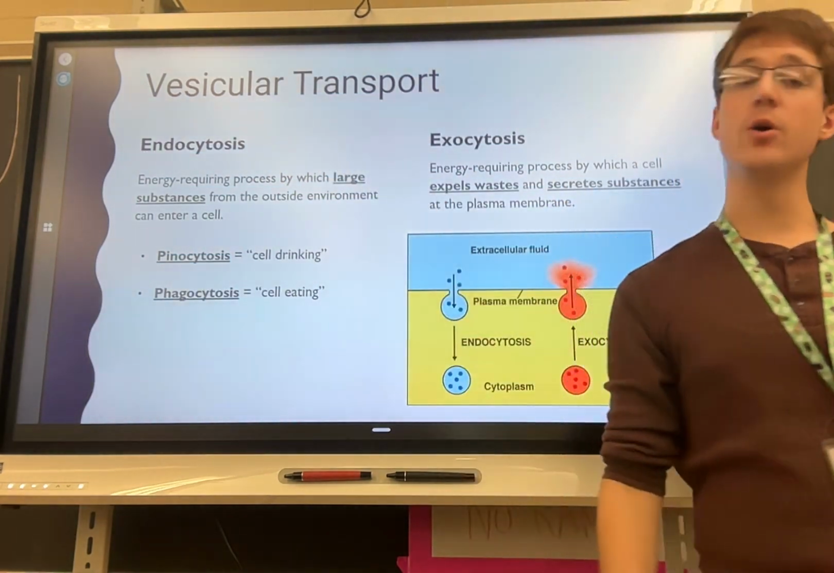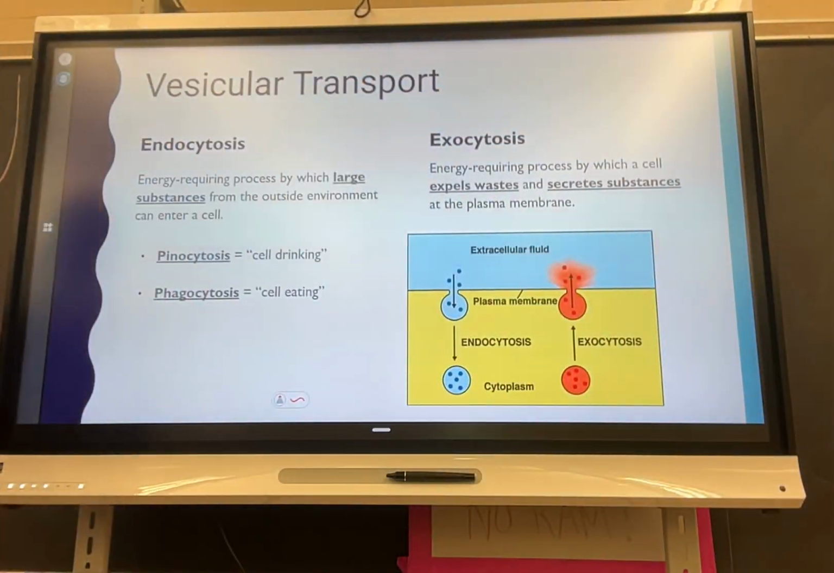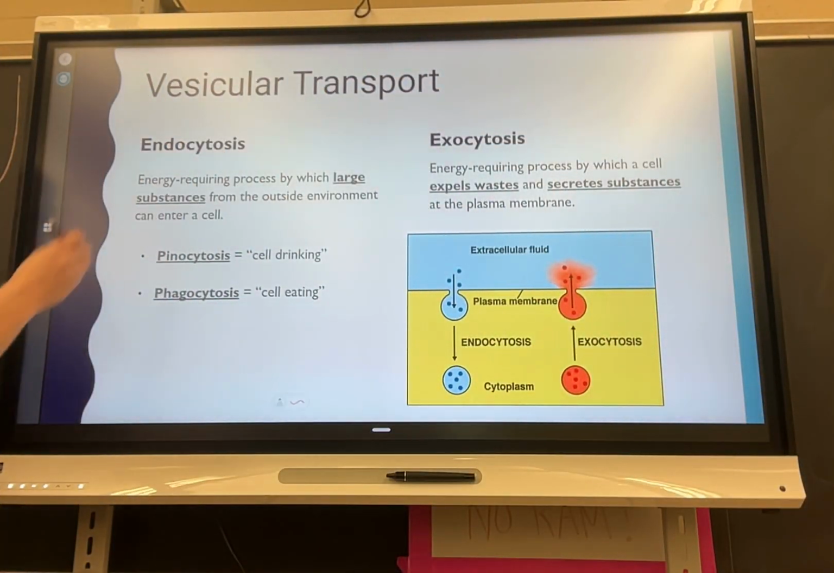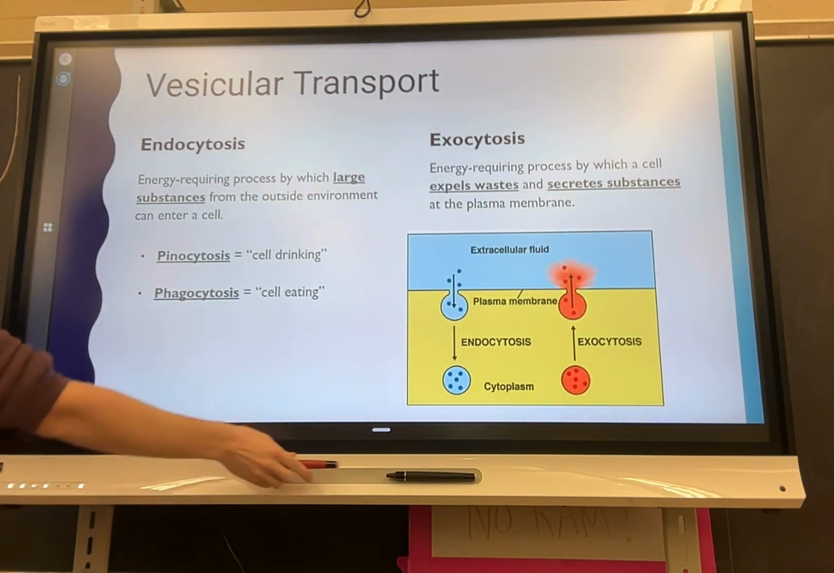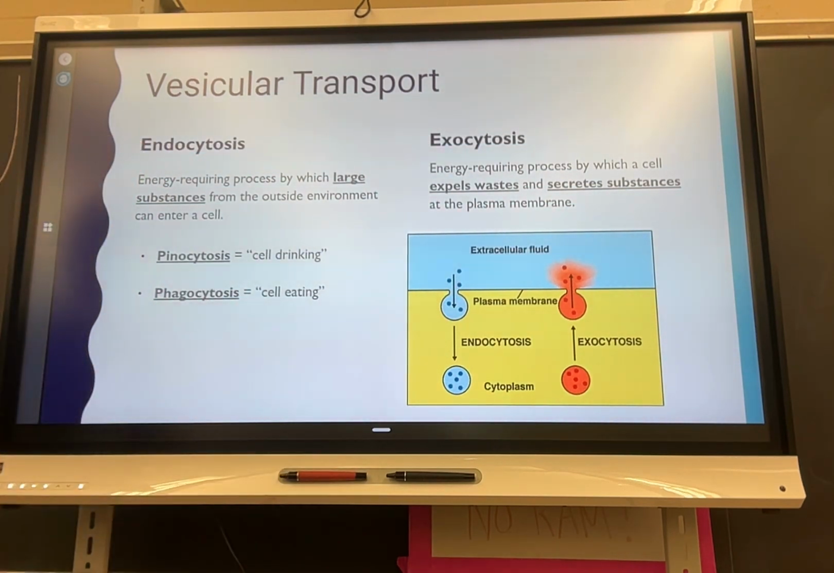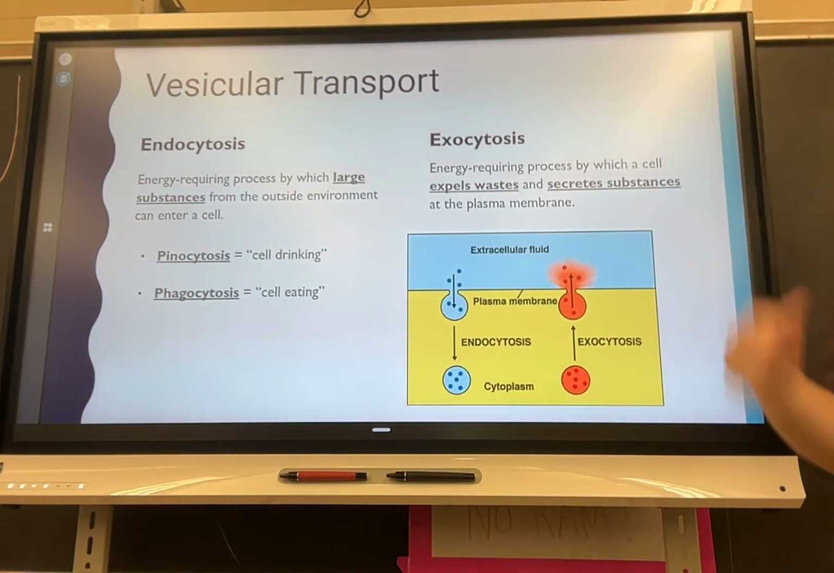So endocytosis. What does endo mean? Inside. And enter. Endocytosis. Endo means enter. Cytosis has to do with the cell. So we are entering the cell. Exocytosis. What does exo mean? Exit. So we are exiting the cell.